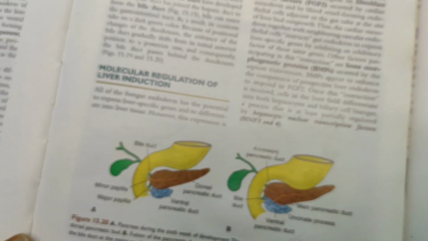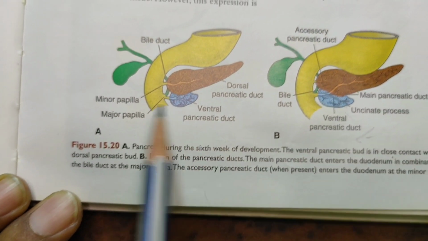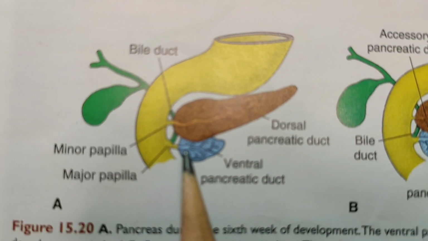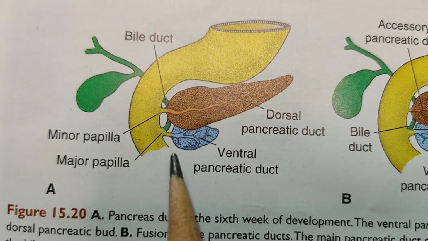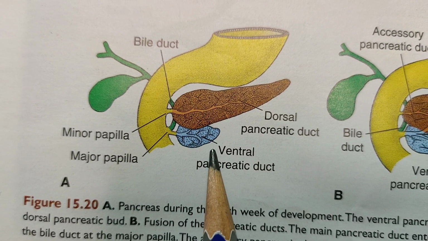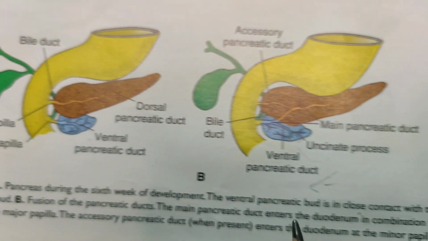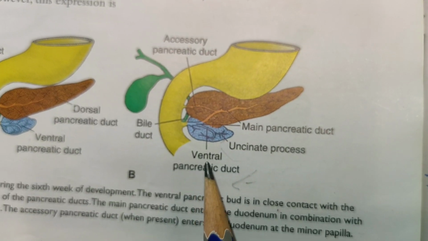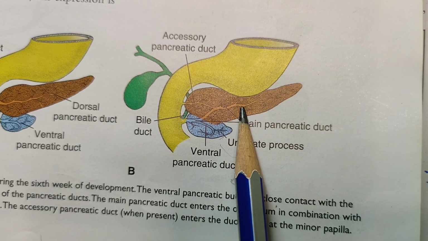Due to the rotation of the gut, this is the A and B diagram. So this ventral and dorsal pancreatic bud will fuse. They are going to fuse. This is the B diagram. So this is the ventral bud and this is the dorsal bud.